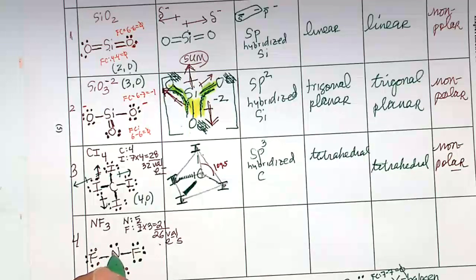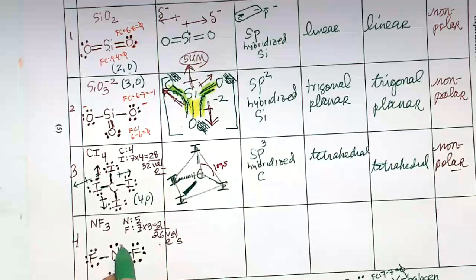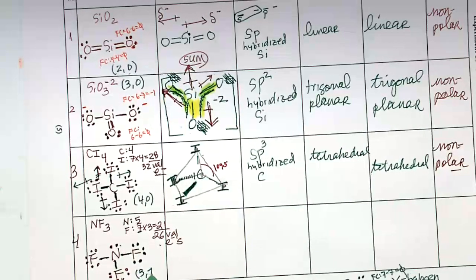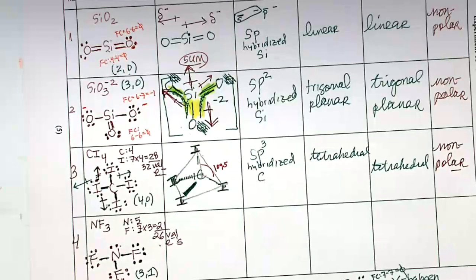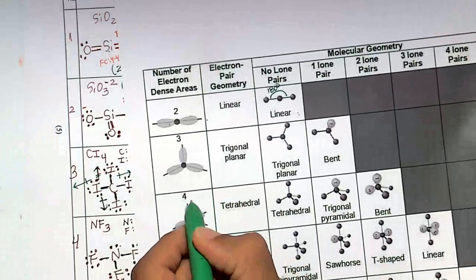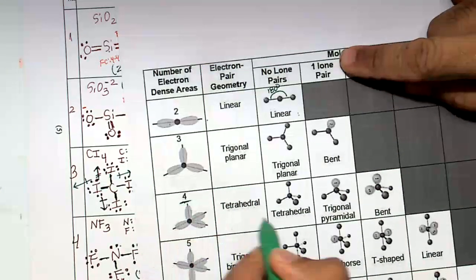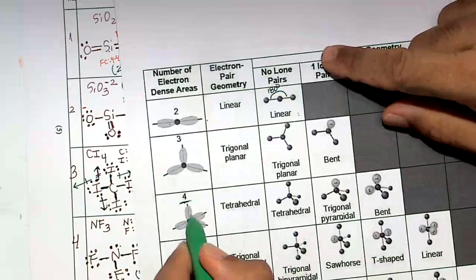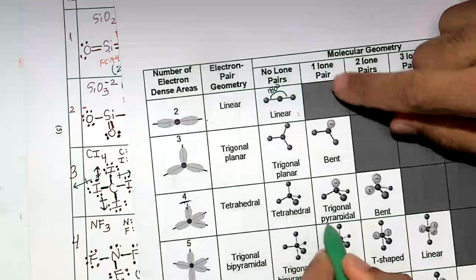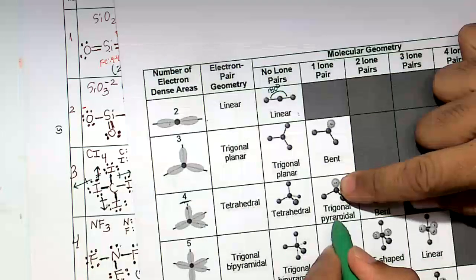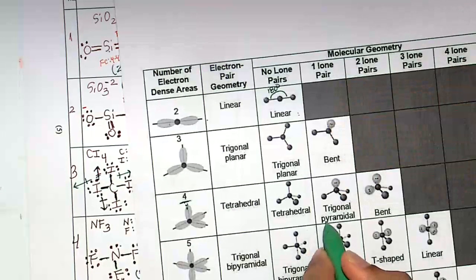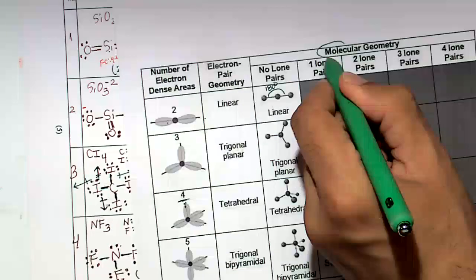All right, how many bonding and how many lone pairs? 1 bond, 2 bond, 3 bond. So we got 3 bonds and how many lone pairs? 1. So this is how you read it here. We got 4 bonding, and out of those, how many is a lone pair? 1. So 4 bonding, 1 lone pair is trigonal pyramidal. That is the molecular geometry.